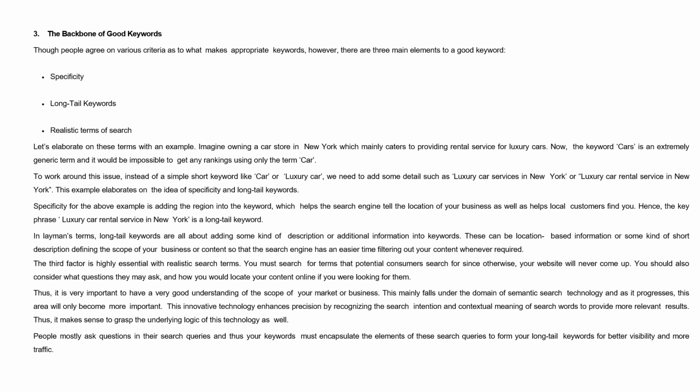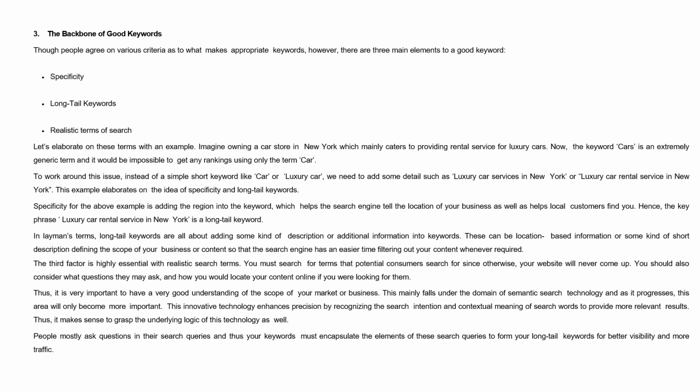Now, the keyword car is an extremely generic term and it would be impossible to get any ranking using the term car. To work around this issue, instead of a simple short keyword like car or luxury car, we need to add some details such as luxury car services in New York or luxury car rental service in New York. This example elaborates the idea of specificity and long tail keyword. Specificity for the above example is adding the region into the keyword, which helps the search engines tell the location of your business as well as help local customers to find you.